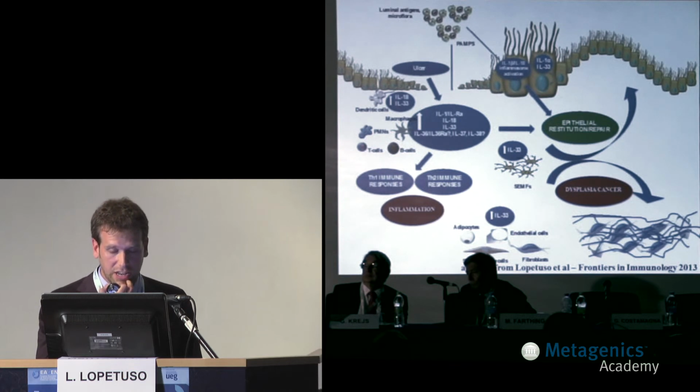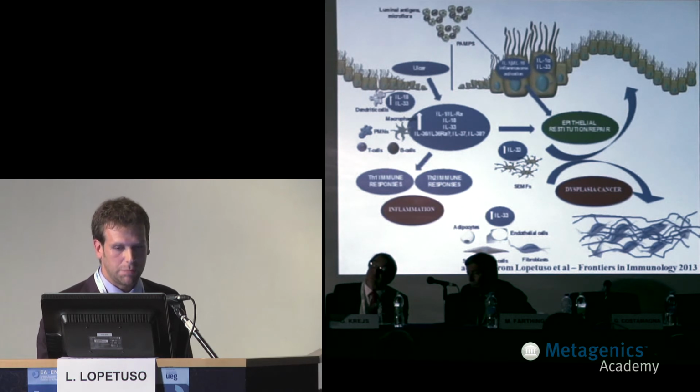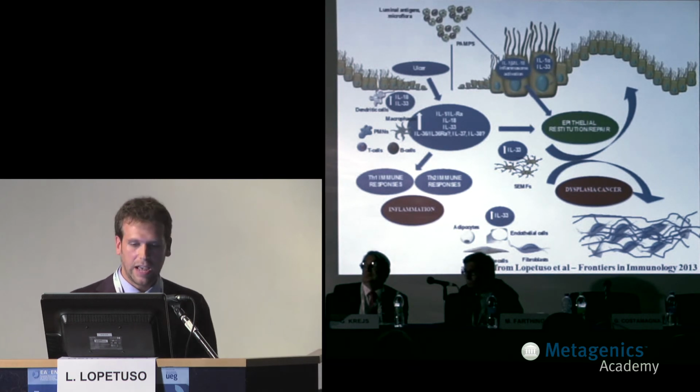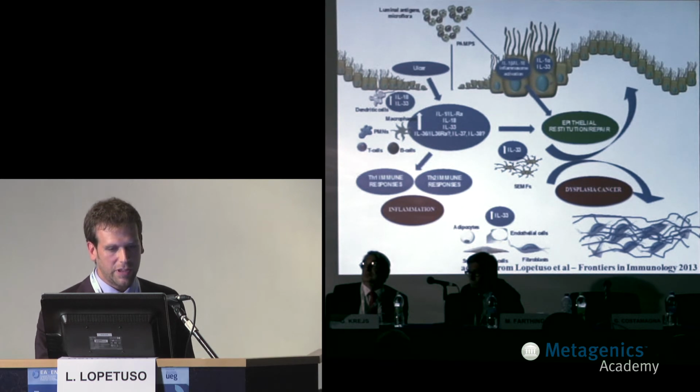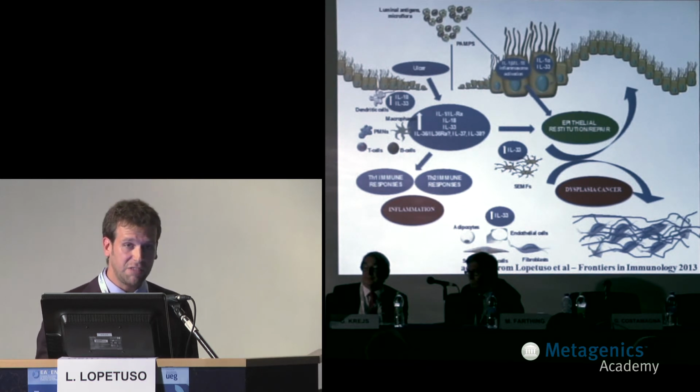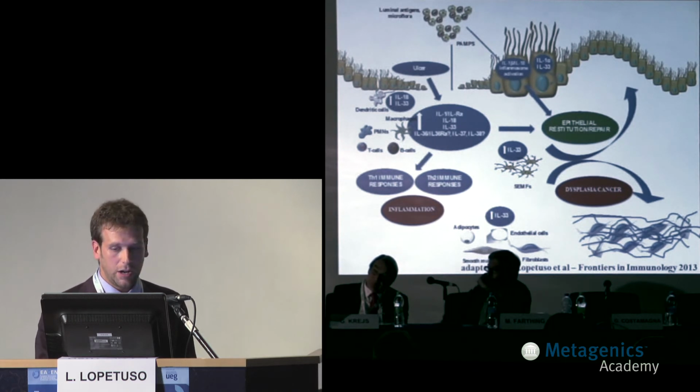What happens in the intestine, we can say also happens in the esophagus: when we have an ulcer and damage to the epithelium, there is secretion of substances called alarmins that can recruit inflammatory cells. Among these alarmins we can think of IL-1, IL-18, IL-33, IL-36. These alarmins can recruit a Th1 immune response or a Th2 immune response, thus causing inflammation. But at the same time, the same cytokines in a different phase of the inflammation can promote epithelial restitution and repair, and in another phase, also dysplasia and cancer.